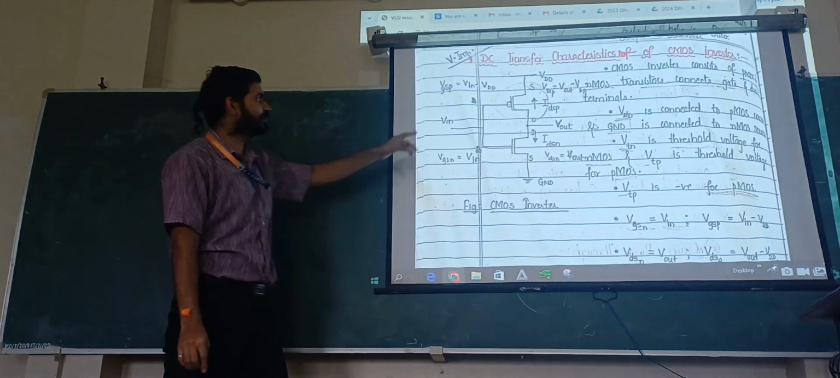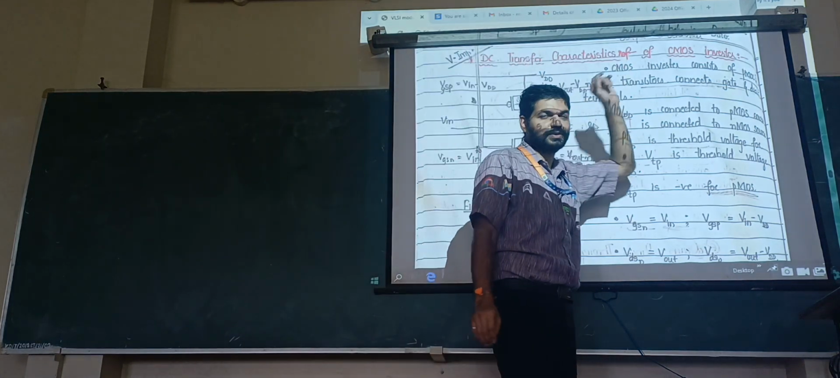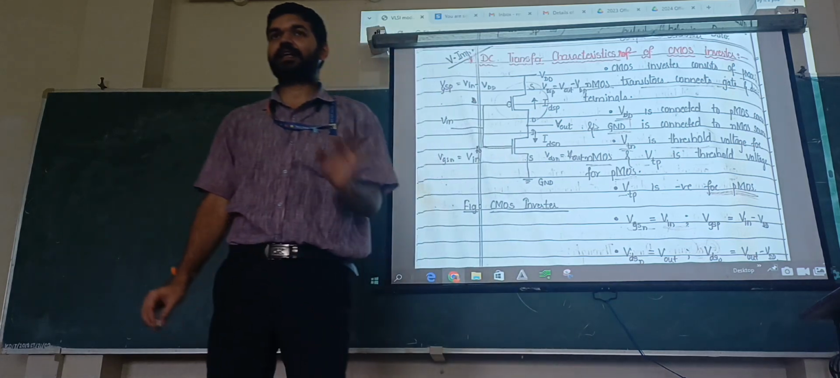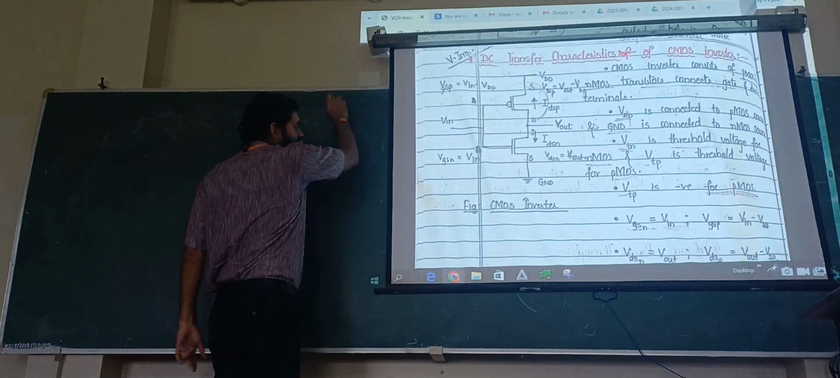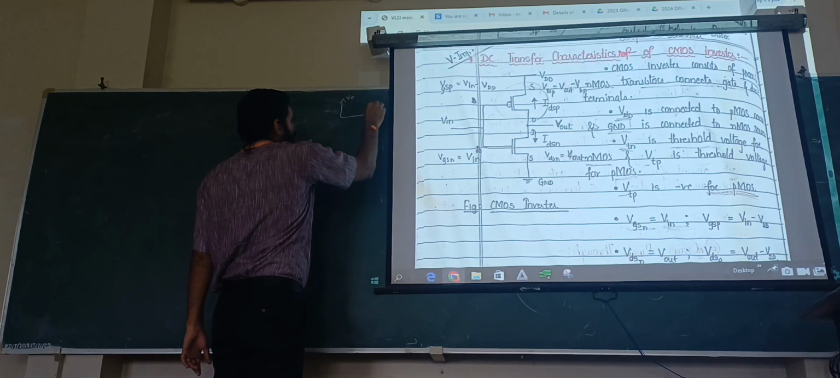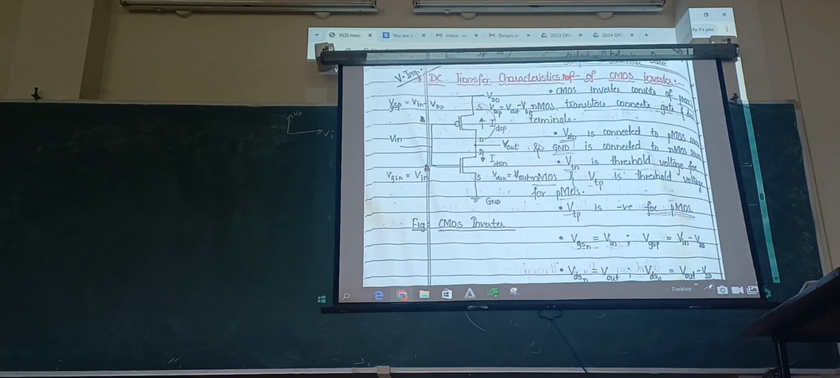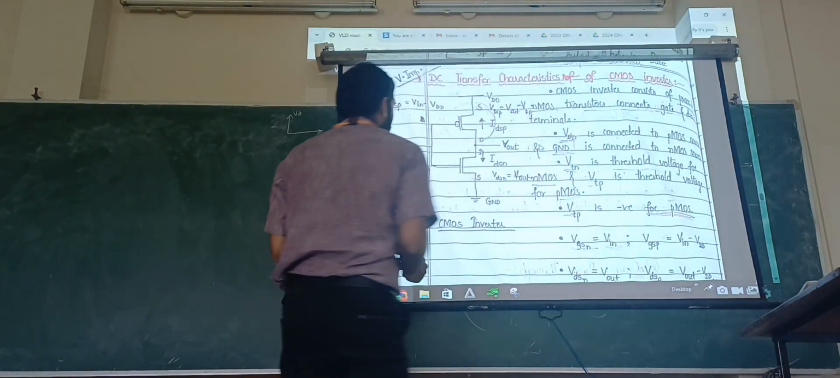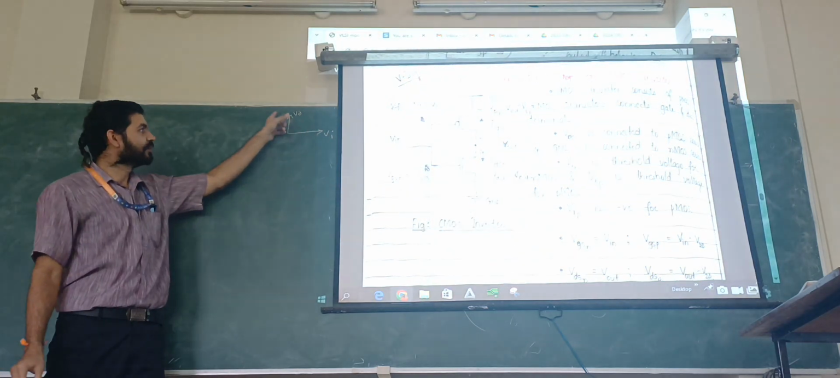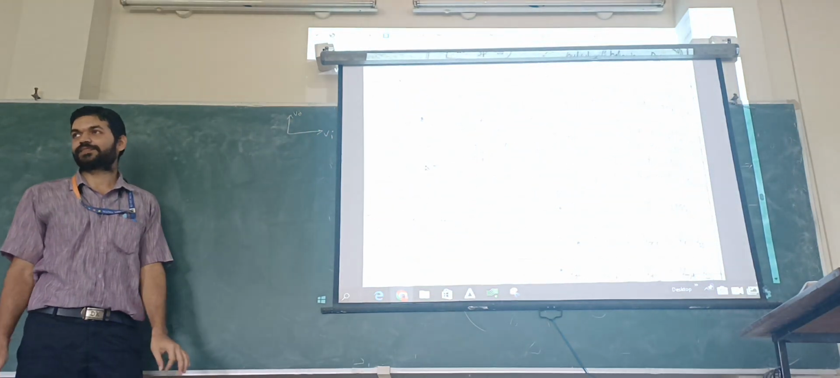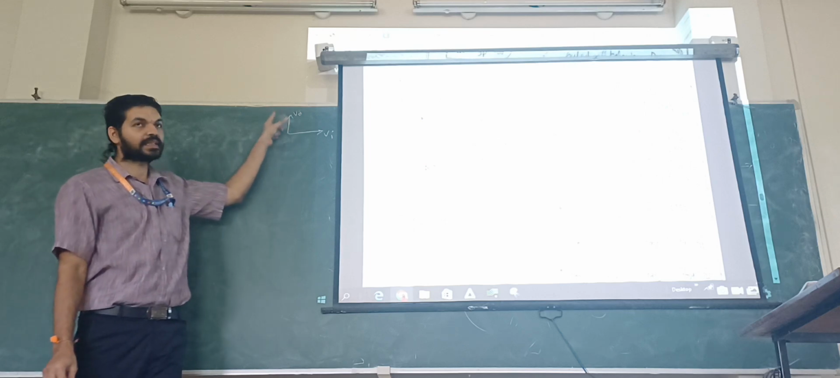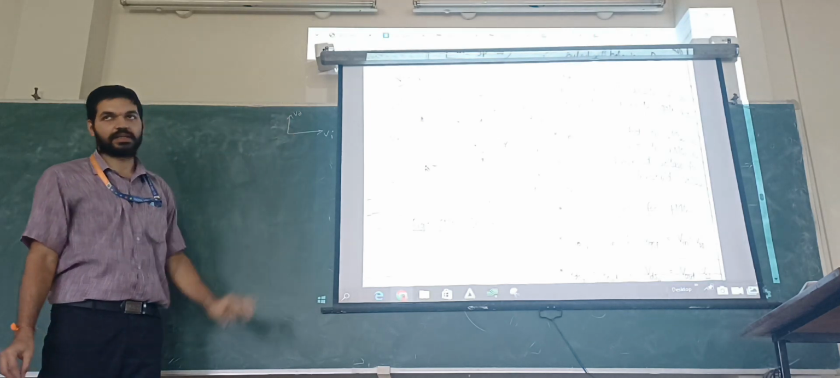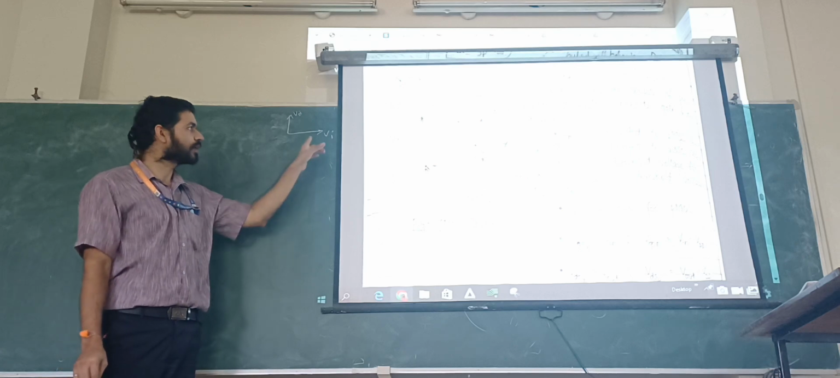Okay. Next here we are studying DC transfer characteristics of CMOS inverter. Transfer characteristics means a graph where we plot V out versus V in. So here it is a graph of V0 versus Vi. DC transfer characteristics of CMOS inverter. It is a graph of V0 versus Vi. We will study how to plot this graph.